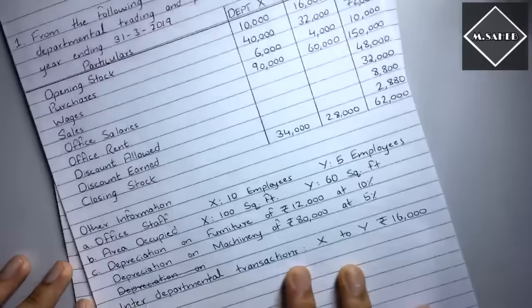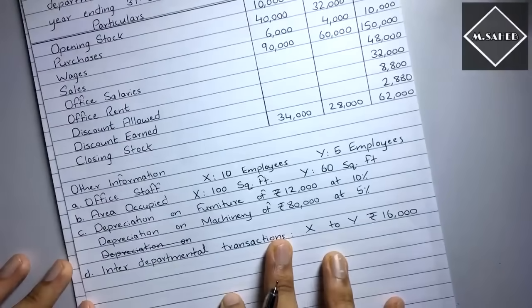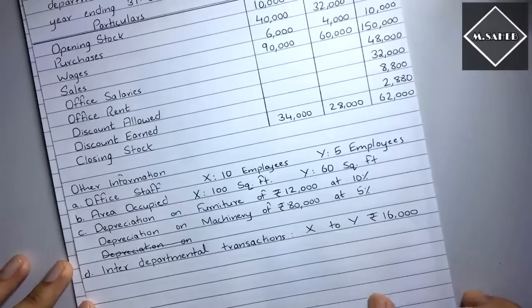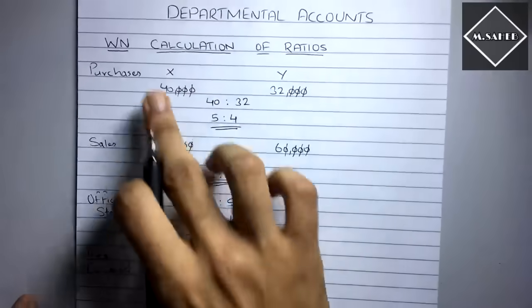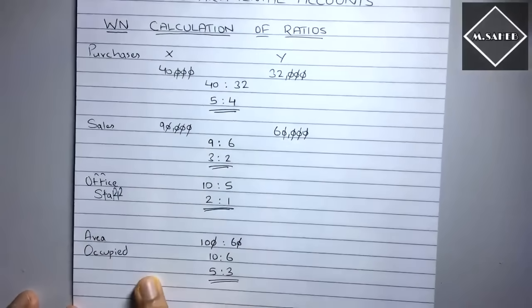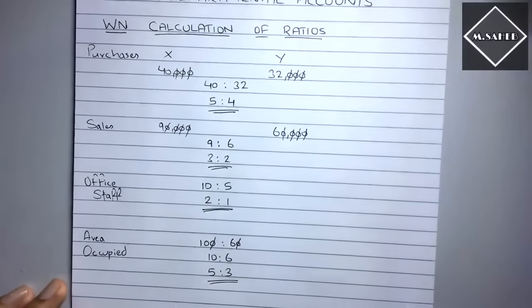And then next, what do we have again? Nothing. Okay, everything is over. All the ratios are calculated. So the first thing you need to do is calculate the ratios. We got the ratios of purchases, sales, office staff and area occupied. Now we will use these ratios for the allocation and distribution of expenses.